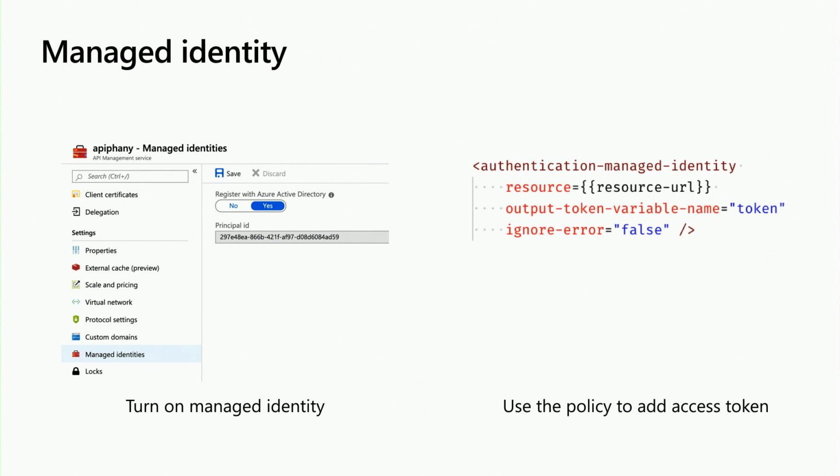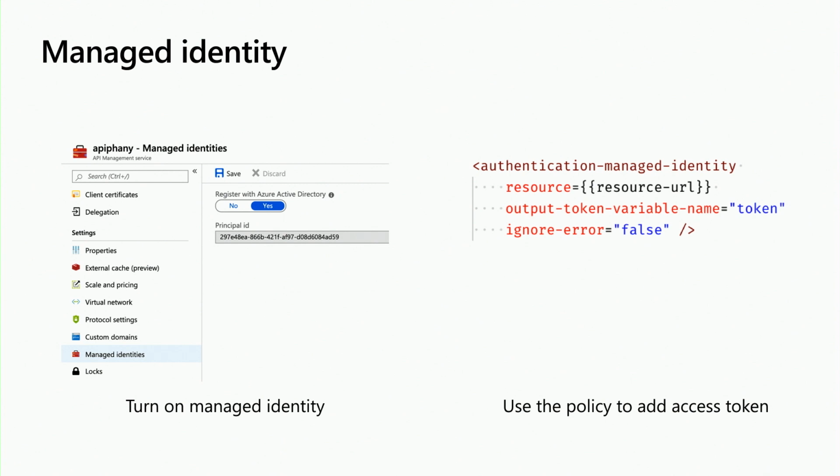attributes are optional. One of them, output token variable name, obviously receives the token, the same pattern as in JWT. And then ignore error tells it basically to not throw if it can't acquire a token.